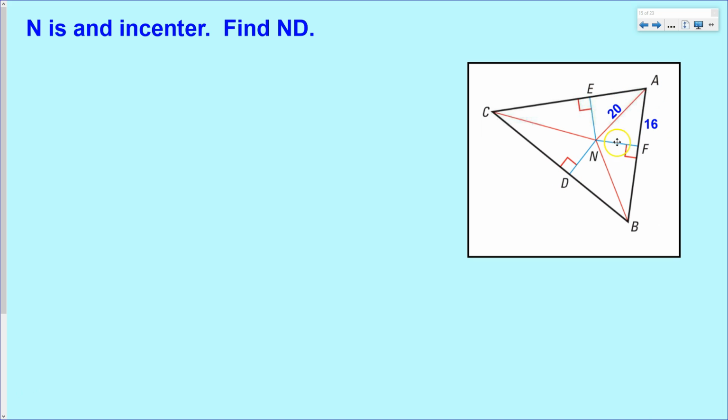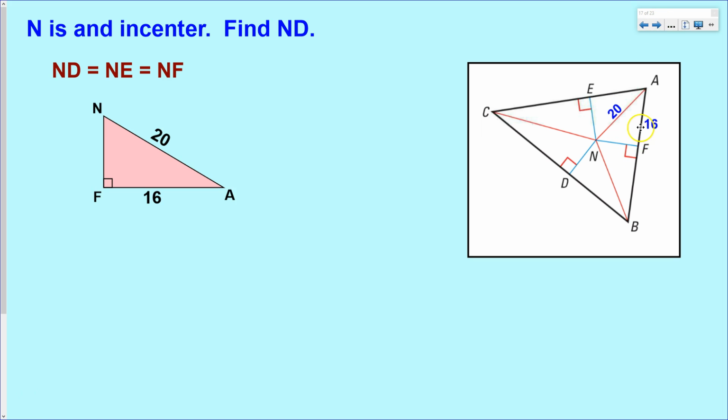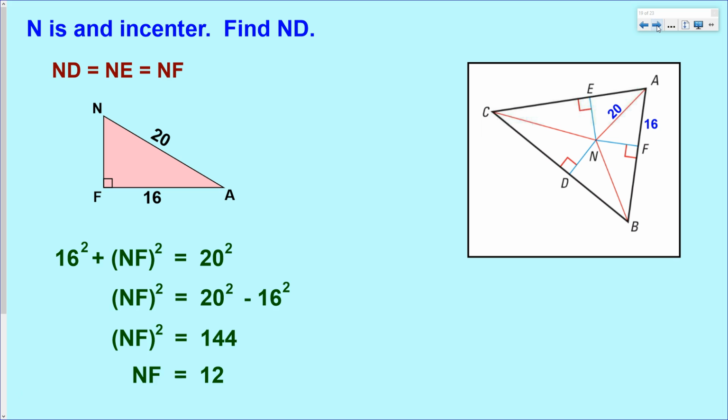And we can see right here that we have a triangle that we know 2 out of the 3 sides of, and it appears to be a right triangle. So first intuition is that we need to identify that the 3 blue lines are equal in length because it's an incenter. And then secondly, we need to recognize that this is a right triangle. ANF is a right triangle with a hypotenuse of 12 and one side of 16. So simple Pythagorean theorem will do the trick here. Set it up, solve it. NF is 12, which means that ND is 12. And it's really that simple.